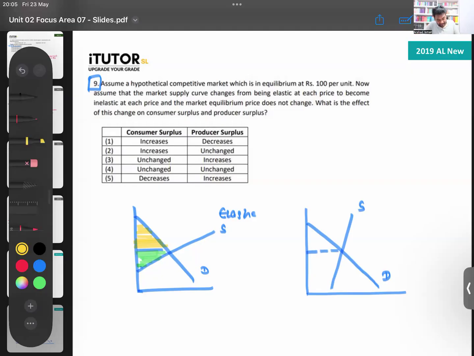Now your consumer surplus, if you see, it's the same thing. Earlier also the same thing, now also it looks like the same. It has not really changed. But look at your producer surplus now. Your producer surplus is now much higher. Equilibrium also will not change. So what has happened to your consumer surplus? Consumer surplus is unchanged. What has happened to your producer surplus? Producer surplus has increased. So which one is your answer? Number 3.